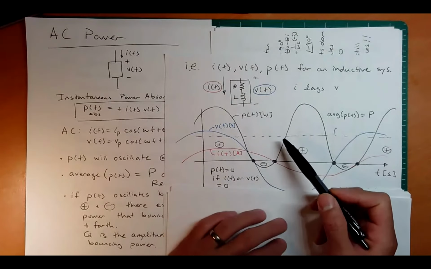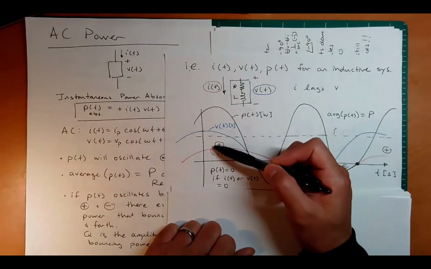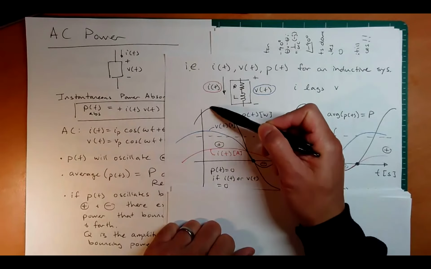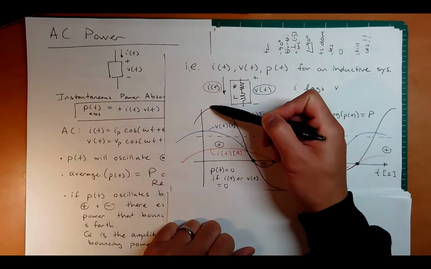Now remember, the power is just the multiplication of I and V. So at any point, if I take this point and this point, I get that point. This times this equals this. I get a positive times a positive number, so I get a positive number.